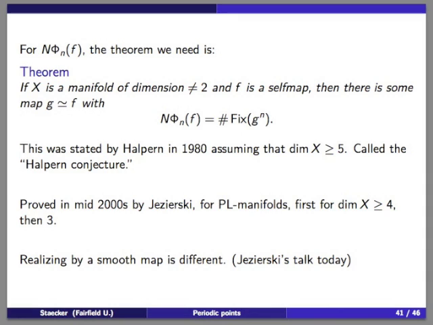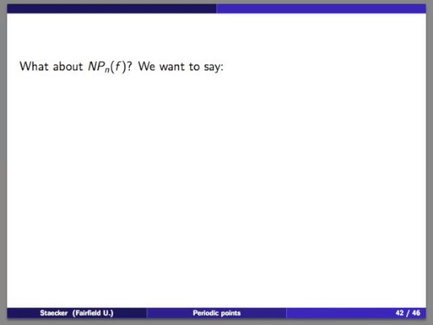In fact, this is one case in which it's a different story. If you want to realize the minimum number by a smooth map, different things happen. So he's going to talk later today about that. Something to look forward to.